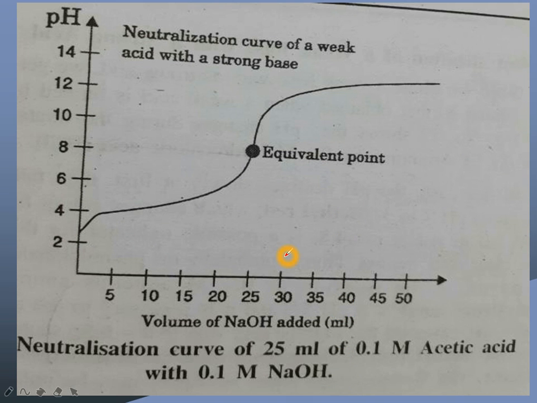So here is a neutralization curve for the weak acid and strong base titration. The volume of sodium hydroxide is given on the x-axis and pH change on the y-axis. As we are using a weak acid, the curve starts from above 2, and by the addition of sodium hydroxide the pH increases, and after 7 it attains the equivalence point. Since the pH change is very short, identifying the indicator is very difficult.